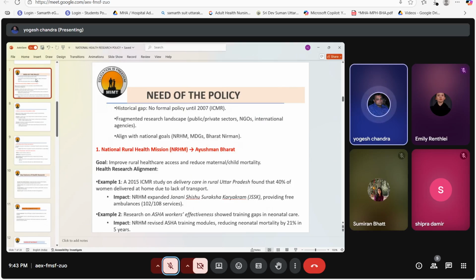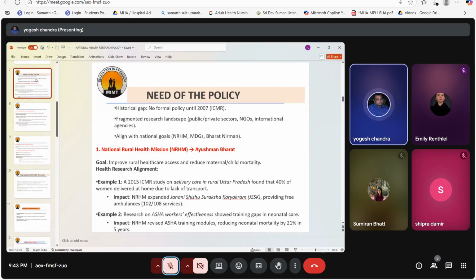So Ayushman Bharat is there, and what was the purpose of this? The purpose is rural healthcare access and to reduce maternal and child mortality. Okay, how will health research align with this? This is one goal, you can say. Now you see how health research, any research activity, aligns with this goal.